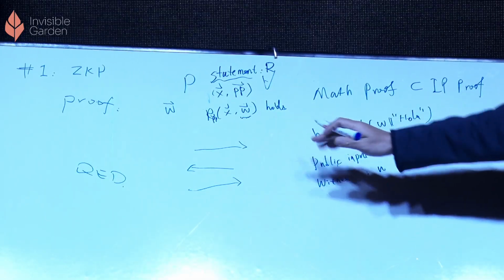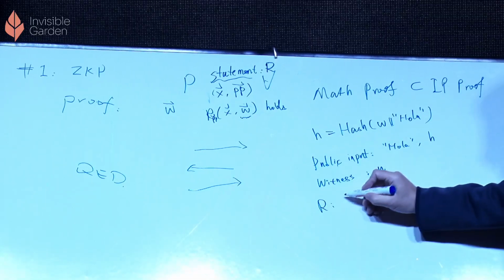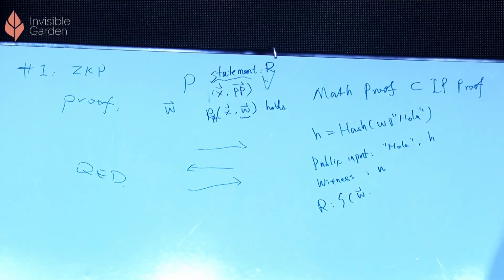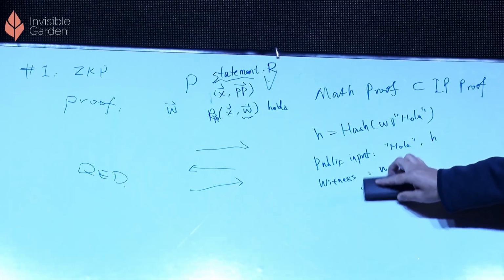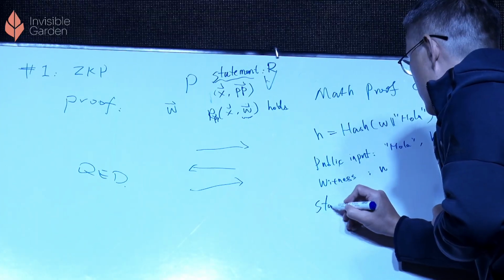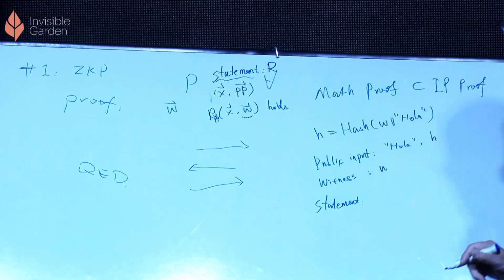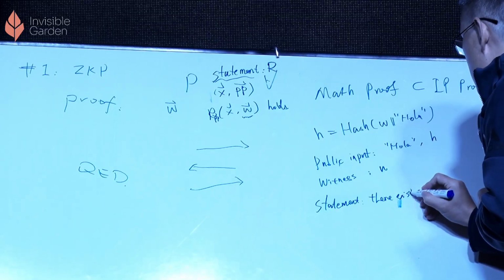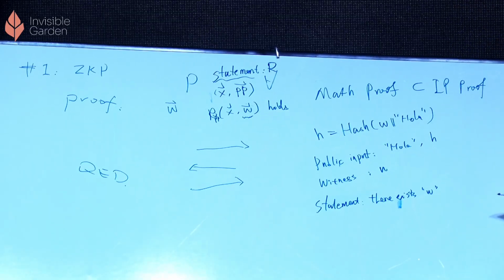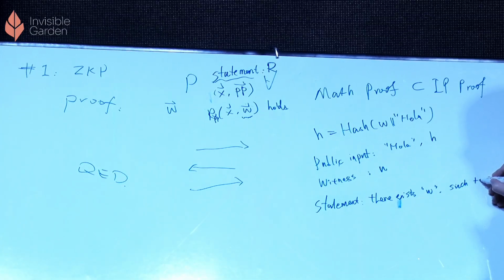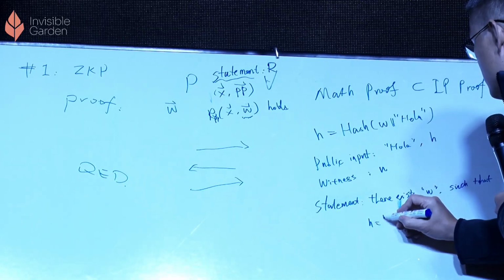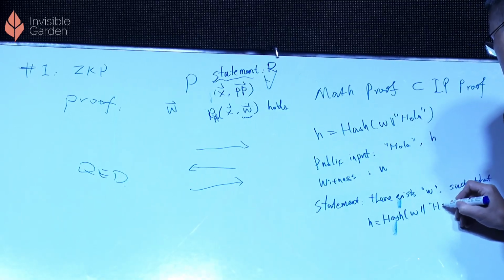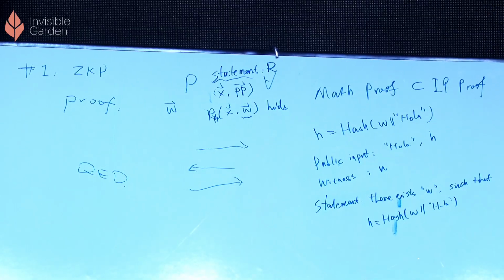So the statement that the prover wants to prove to the verifier is: there exists some W such that hash of W equals h. So it's a statement.